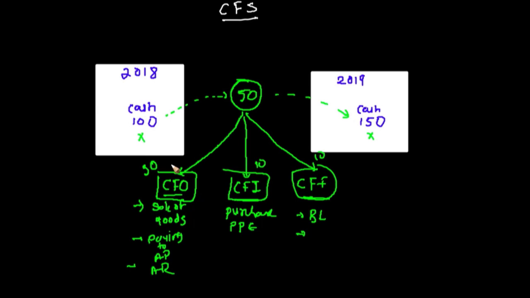Or maybe you have a minus 100 here, you have a plus 100 here, and you have a plus 30 here. So what does a net negative number mean? What does negative 100 CFO mean? It means we have a net cash outflow. We have spent more money than what we have received.